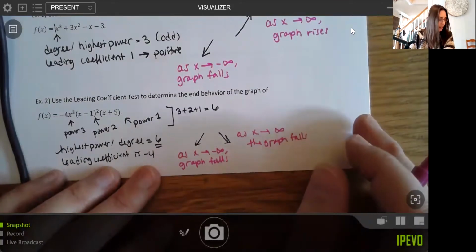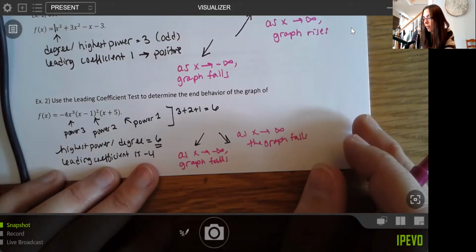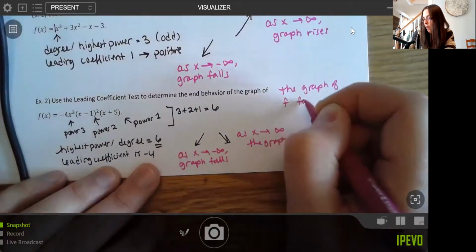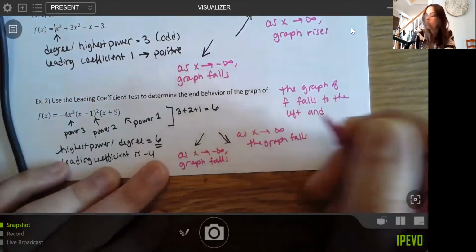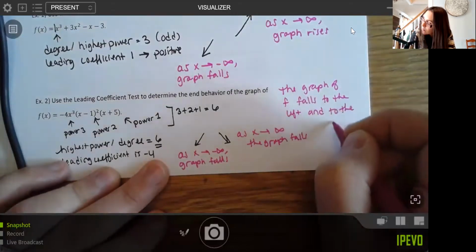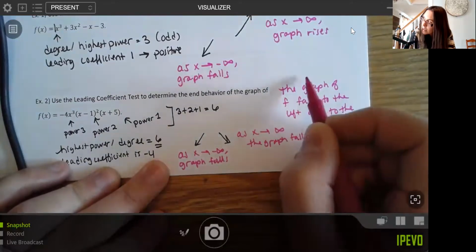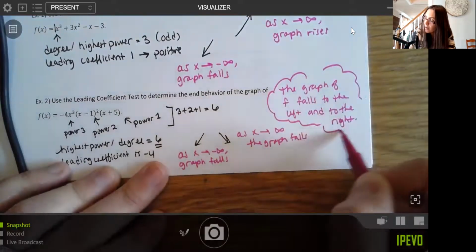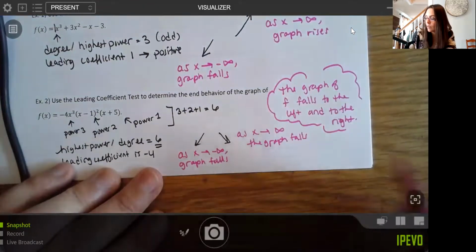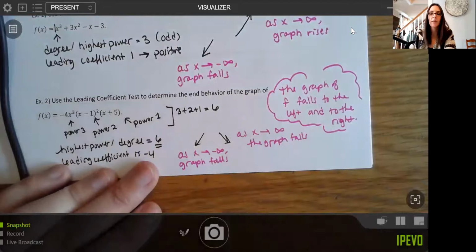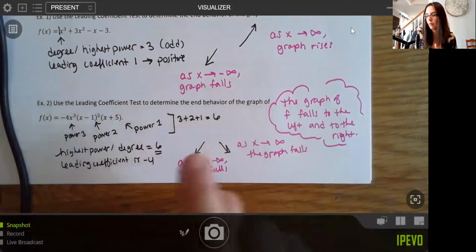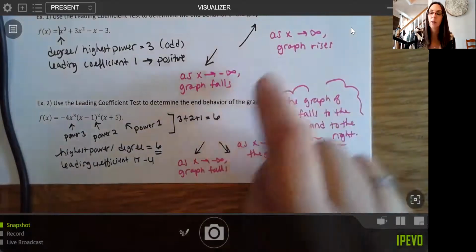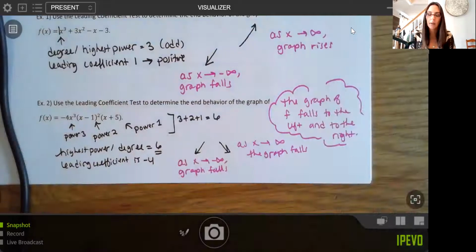The way your book says it, they write the sentence like this: the graph of f falls to the left and to the right. So instead of using negative infinity and positive infinity here, they refer to left and right. Negative infinity is on the left side, positive infinity is on the right side. So just another way to say it. And this is what you'll see more in your text, but realistically, if you're looking more on videos online or in other textbooks, we tend to use that other notation instead.